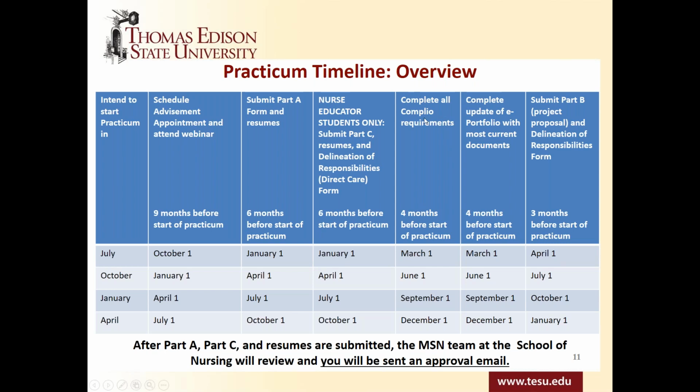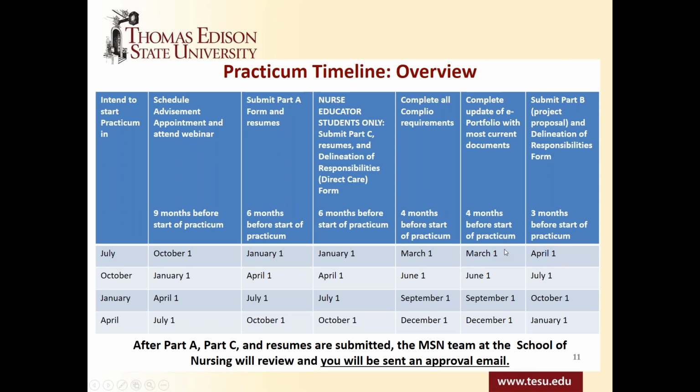We're going to go over these in detail in a few minutes. But Complio refers to all of the health and safety requirements, vaccines, background checks, so forth. All of that information is due 4 months before. So in this case, if we're following the July track, these would be due March 1st, along with an update of your e-portfolio with your most current documents, also due 4 months before.